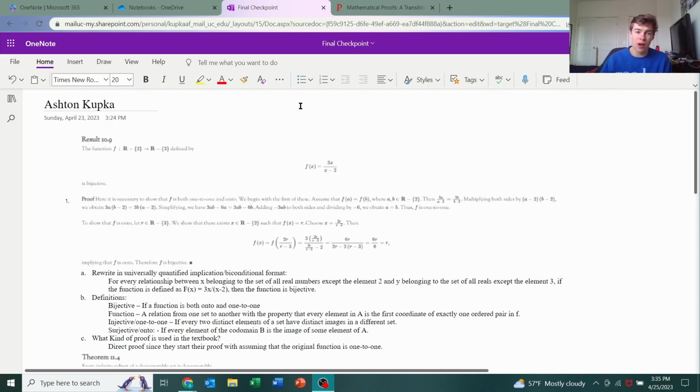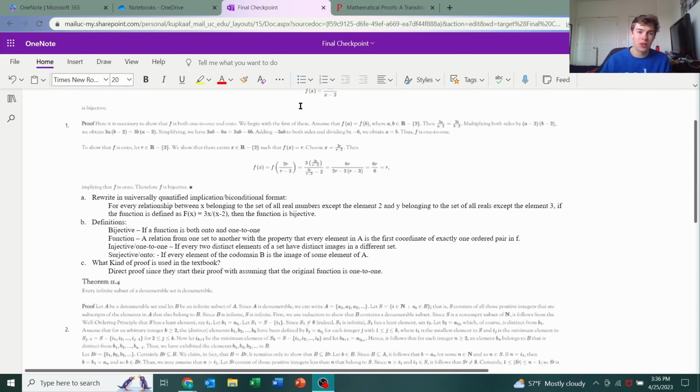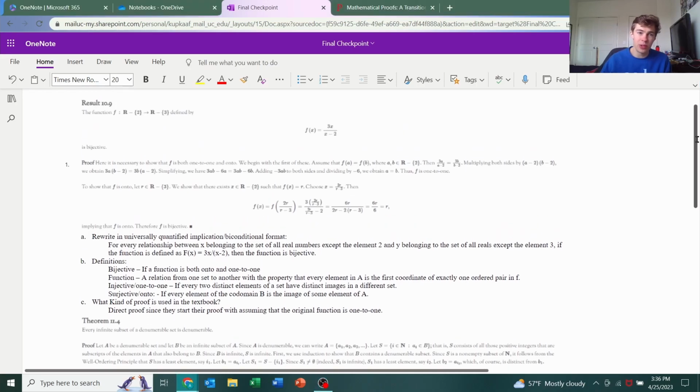It says, for every relationship between x belonging to the set of all real numbers except the element 2, and y belonging to the set of all real numbers except the element 3, if the function is defined as f of x equals 3x over 2x minus 2, then the function is bijective. So the first thing we need to look at is some definitions that you might be unfamiliar with.